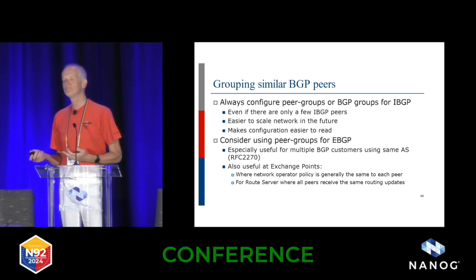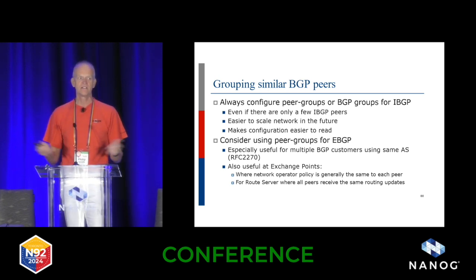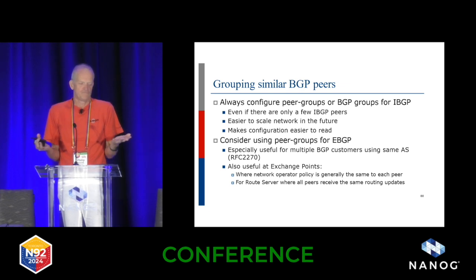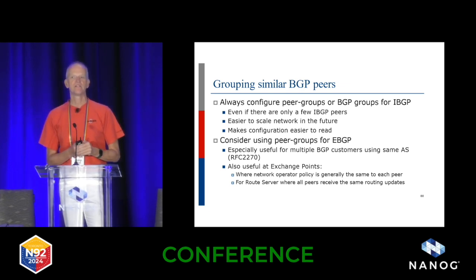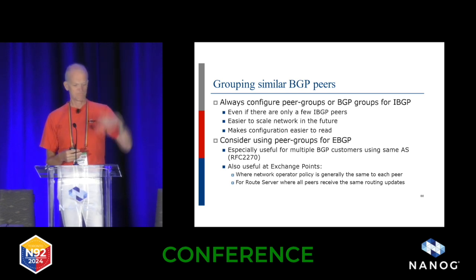You can use these BGP peer groups for external BGP as well. You see that especially at exchange points. If you have an open peering policy, you've got a standard outbound peering that you do with your BGP peers and exchange points. You just use a peer group, apply the peer group to that neighbor, and it keeps things simple and easy to manage.